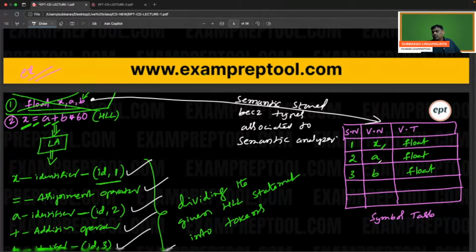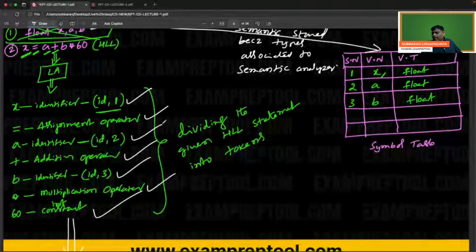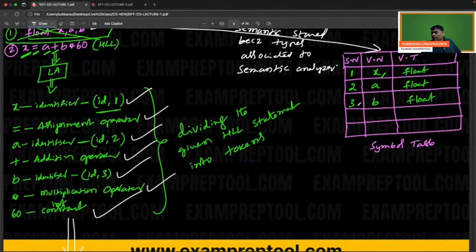Lexical also can store. In tomorrow's class, I will explain when and how lexical will store, because he is the first phase of the compiler. Sometimes he may also store. Remember, every phase can store inside the symbol table.